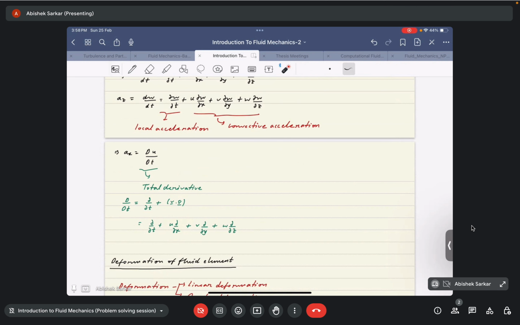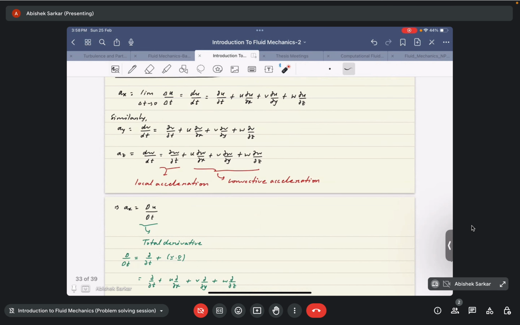The acceleration operator can be written as ∂/∂t plus u ∂/∂x plus v ∂/∂y plus w ∂/∂z. So this operator would remain fixed for all the components. The only varying parameter for different accelerations would be the different velocity components. Like ax would be given by ∂u/∂t, where u is the parameter here now, right?